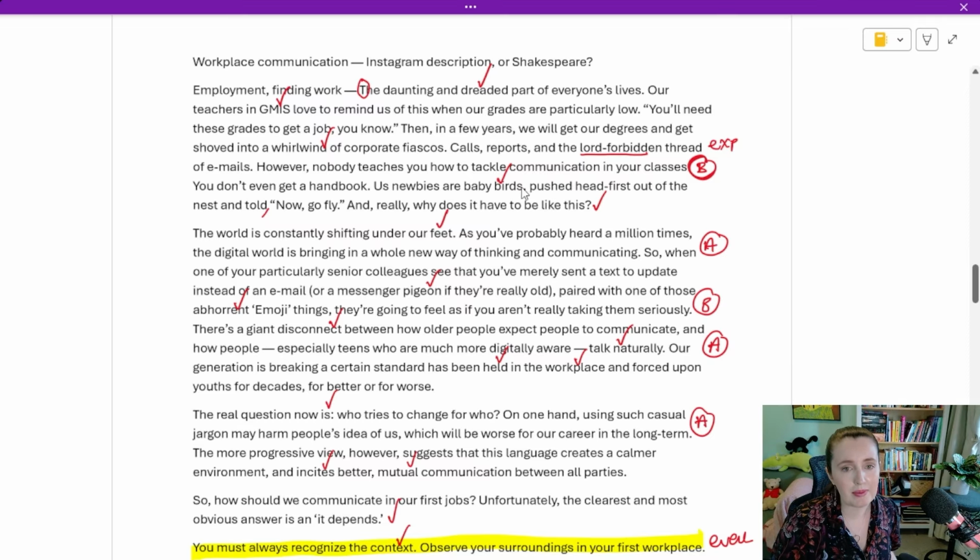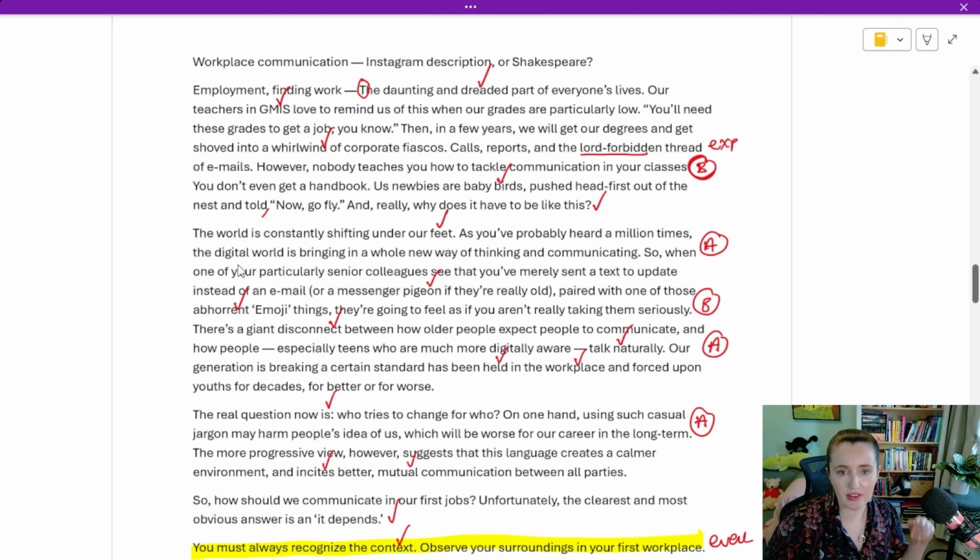Us newbies are baby birds pushed headfirst out of the nest and told, now, go fly. And really, why does it have to be like this? So far, so good. We have got this kind of article tone. She makes me feel like she is a student writing in a school magazine about her school. She even names the school GMIS, and she uses collective pronouns and direct address. Us newbies, because she's also a student, you don't.